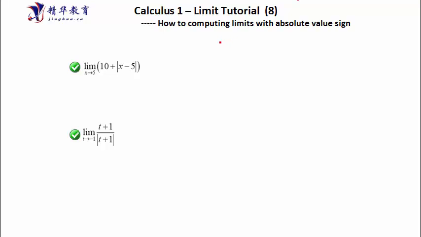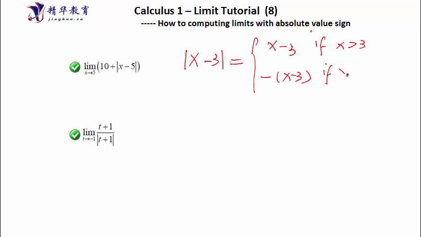The absolute function is equivalent to a conditional function. What does that mean? The absolute value of x minus 3 is just equivalent to x minus 3 if x is bigger than 3, and negative (x minus 3) if x is less than or equal to 3. So we can convert the absolute value sign into this. An absolute value sign is just like a police officer. If you are a good guy, it is pretty much useless. It doesn't do anything to you, so it just disappears.